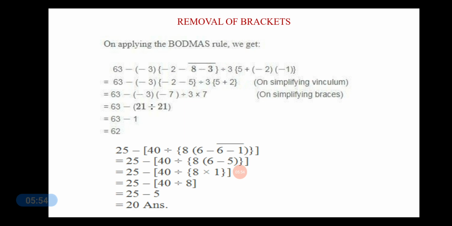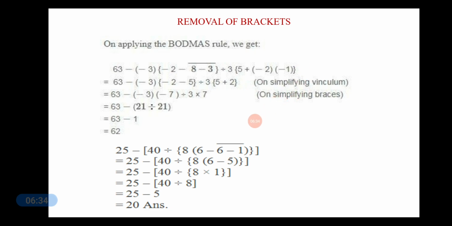Now, removal of brackets. Let us understand how we solve the sums when there is a vinculum or bar bracket present. Here you see in this sum, you have got a bar bracket. The sum is given as 63 minus, within the bracket you have minus 3, again within the curly brackets you have minus 2 minus 8 minus 3 present under a bar bracket, which is divided by 3, and then you have 5 plus minus 2 into minus 1, and then the bracket is closed.